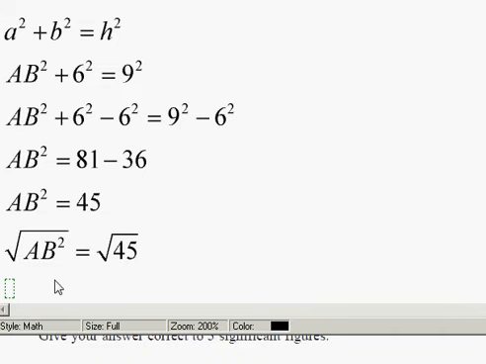So the square root of AB squared, well, what is the square root of AB squared? The square root of AB squared is something that multiplies by itself to give AB squared. Well, another way of writing AB squared is AB times AB. So the number that multiplies for that is simply AB. The square root of AB squared is AB because AB times AB equals AB squared. That's what the square root means. So AB equals the square root of 45.